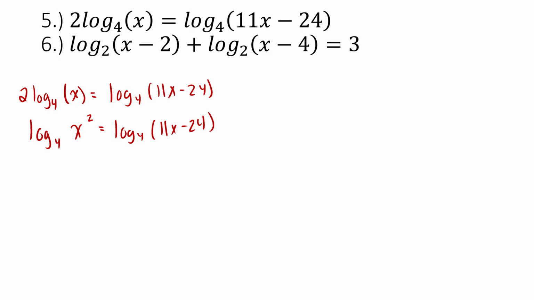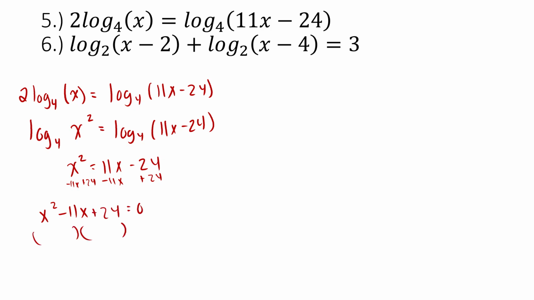And so this uses the other strategy where we would set the arguments equal to each other. So we will have x squared is equal to 11x minus 24, and we have a quadratic. So we've got to go ahead and either use the quadratic formula or factor this puppy. And I am going to set this up by subtracting 11x and adding 24 to both sides. So we have x squared minus 11x plus 24 is equal to 0. And two numbers that multiply to positive 24 but add up to negative 11 would be negative 8 and negative 3.